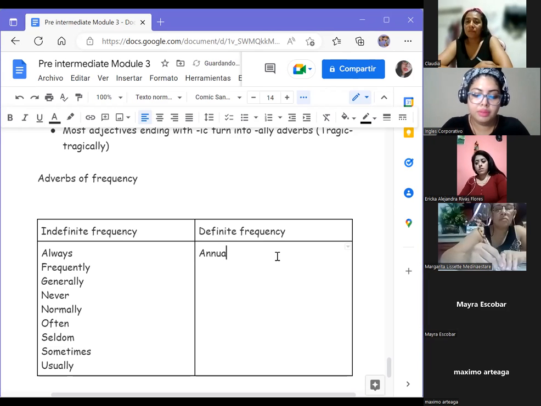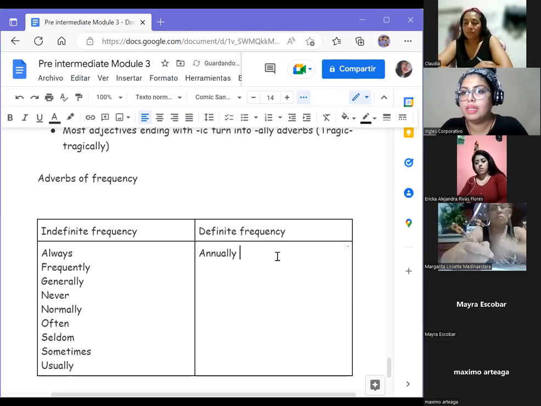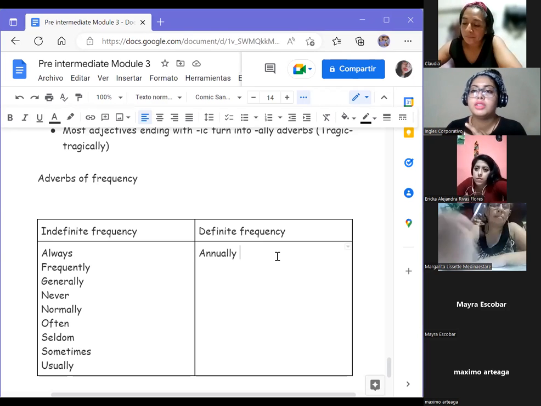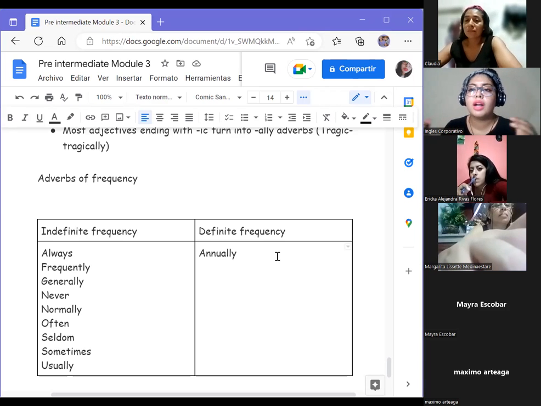So annually, we can say in Spanish, anualmente. In this case, it's not like counting from January to December. In this case, we are talking about maybe March to March. In that case, we are counting 12 months.